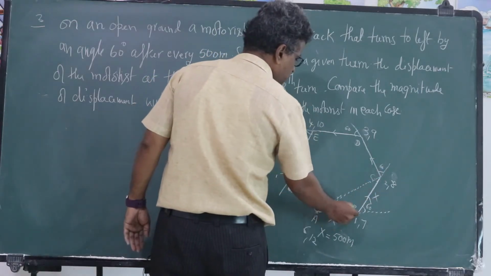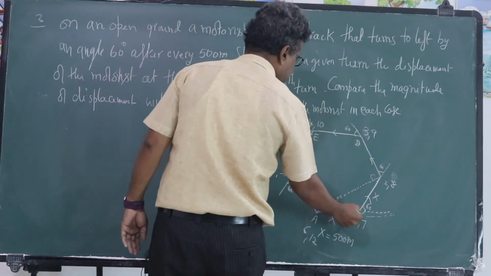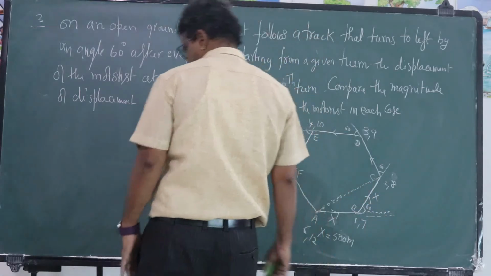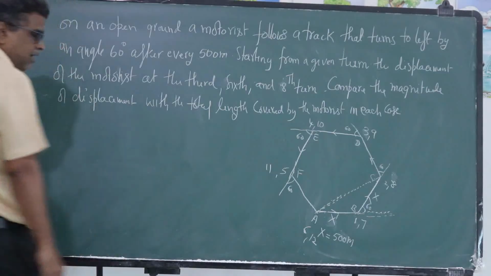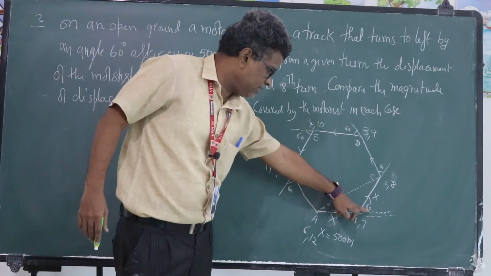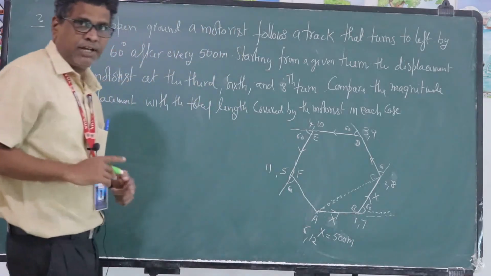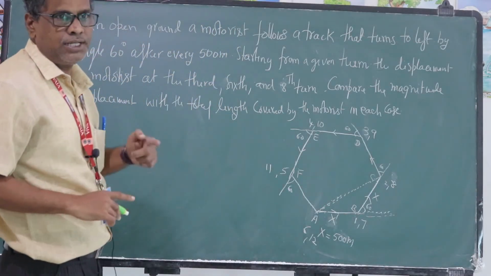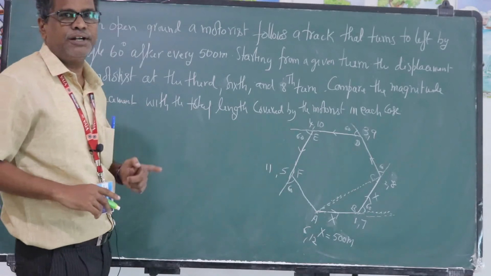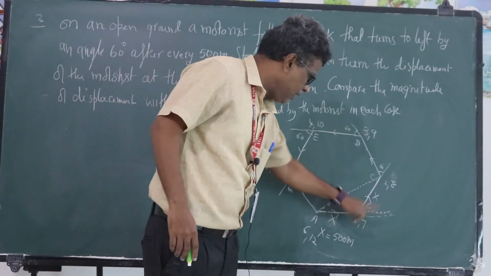What is the angle between them? Between these two is 60 degrees. So the first vector will be like this, the second vector will be like this. The vectors are equal and the angle between them is 60 degrees. So you have to add these vectors using vector addition. I said vectors are very important.